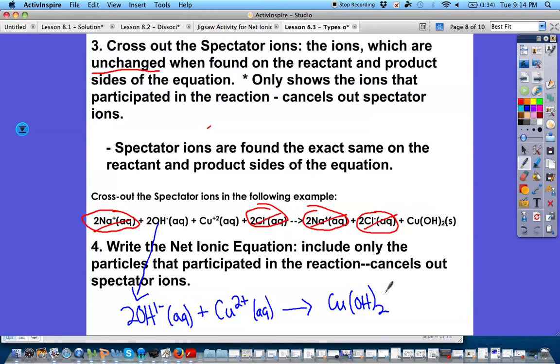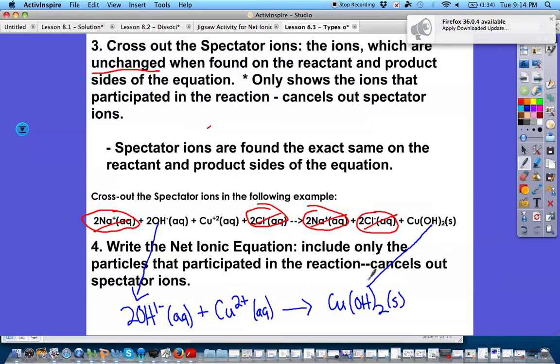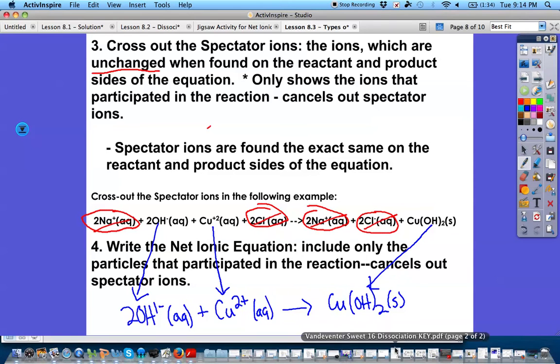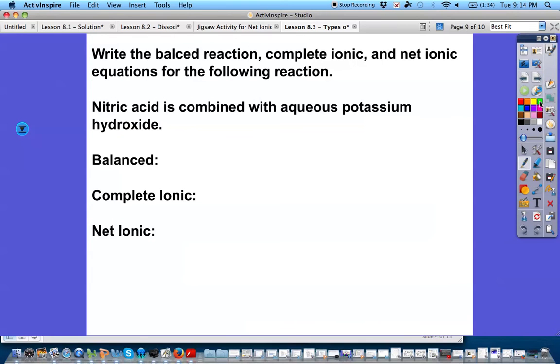If you take a look at your net ionic equation, it should be that the ions are responsible for making your insoluble product. If not, you need to take a look back, make sure it's balanced to start with, and make sure you didn't miss something that is on both sides. Okay, so we have a few practice problems to take a look at here.